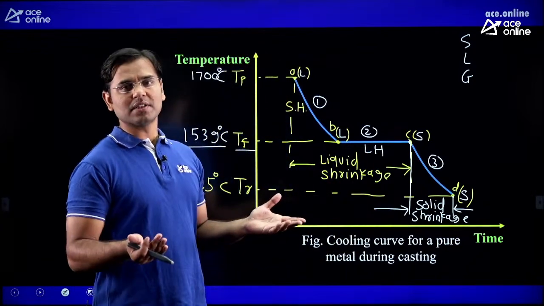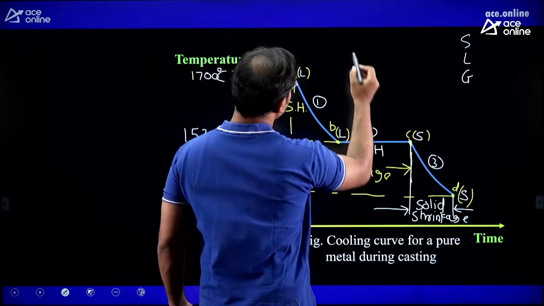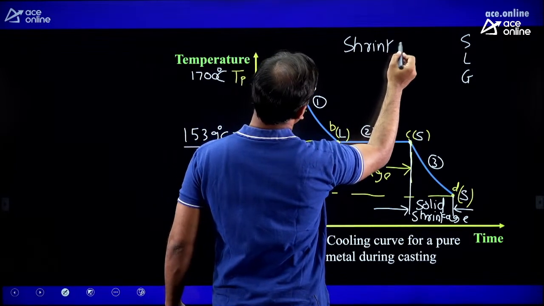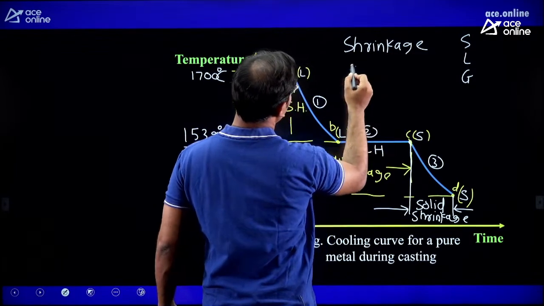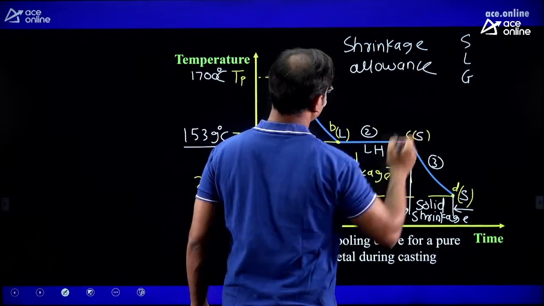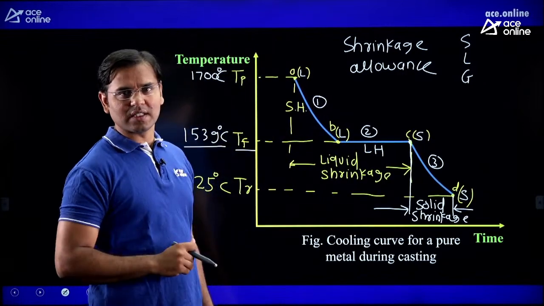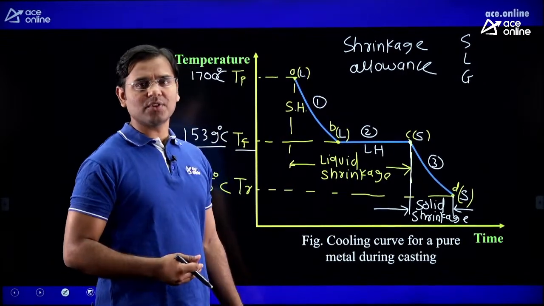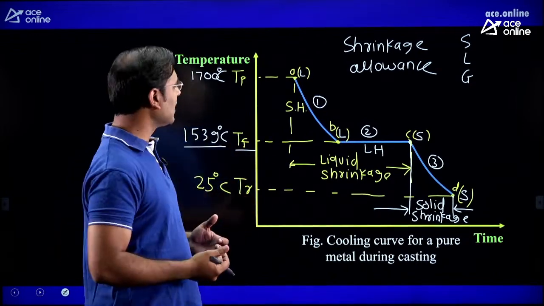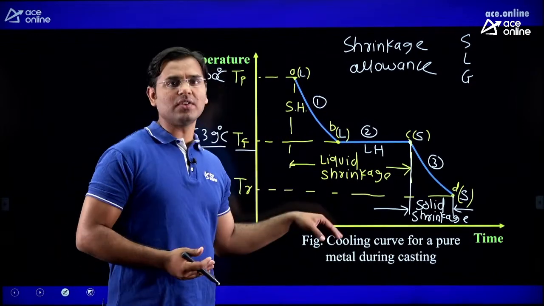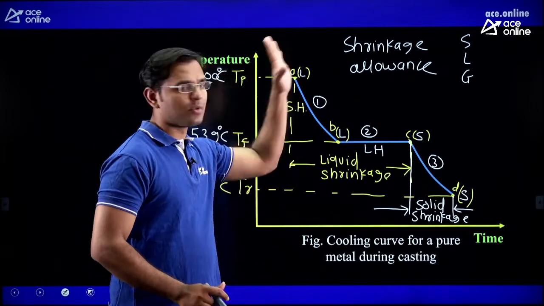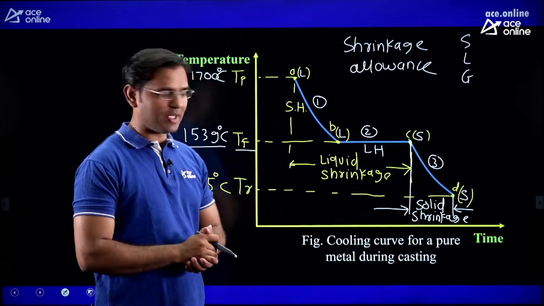And for your information, solid shrinkage is also known as shrinkage allowance. Whenever they ask about the shrinkage allowance, students get confused and say that shrinkage allowance means liquid shrinkage plus solid shrinkage, but that is 100% wrong. Solid shrinkage is also known as shrinkage allowance, right?